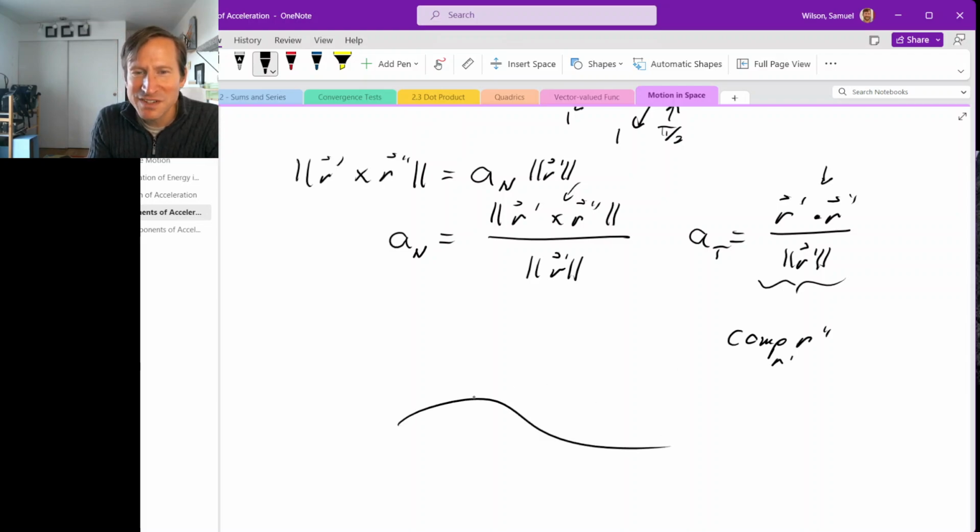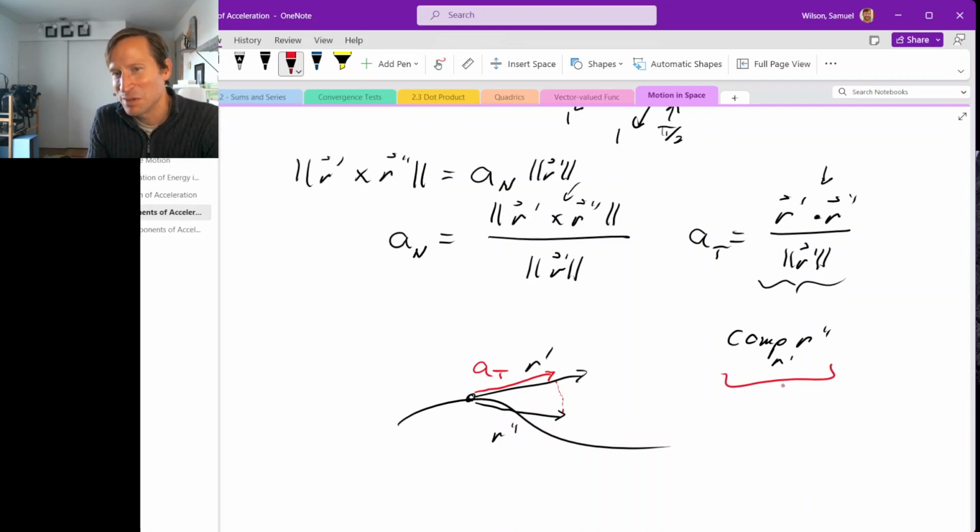And that makes perfect sense, because if we have our r prime vector like this and r double prime like this, then the tangential component of acceleration is exactly the scalar you get from squashing r double prime onto r prime. That is what we earlier called comp r prime of r double prime. So it's not really a surprise that we get this for the tangential acceleration. The surprise is that the normal acceleration is such a nice formula.